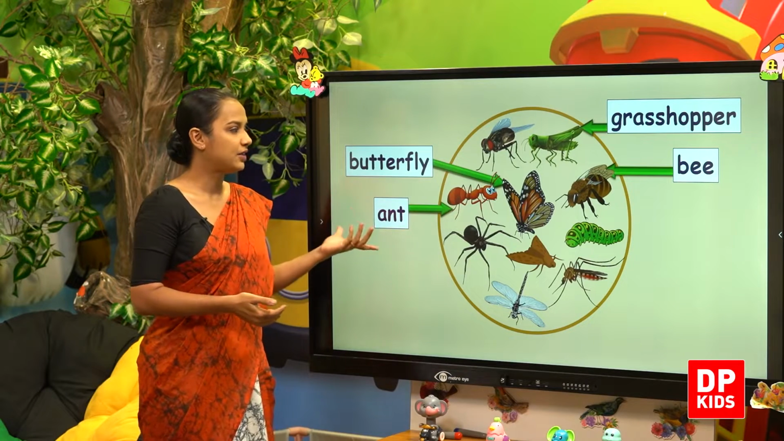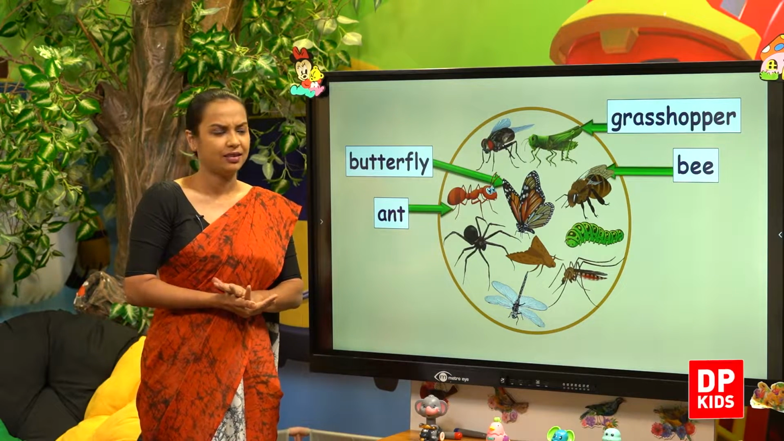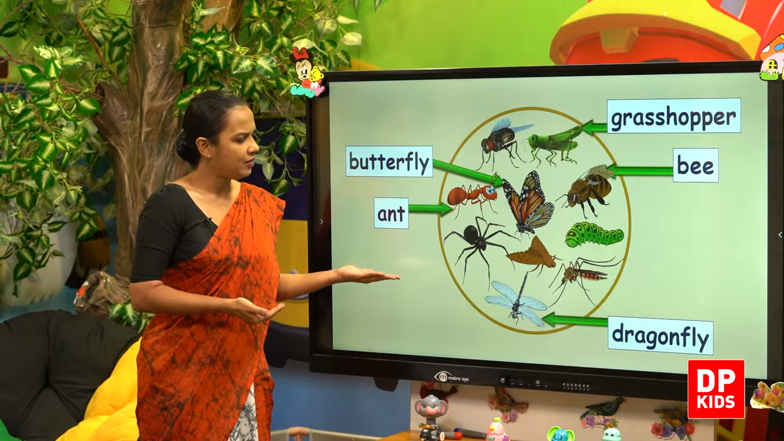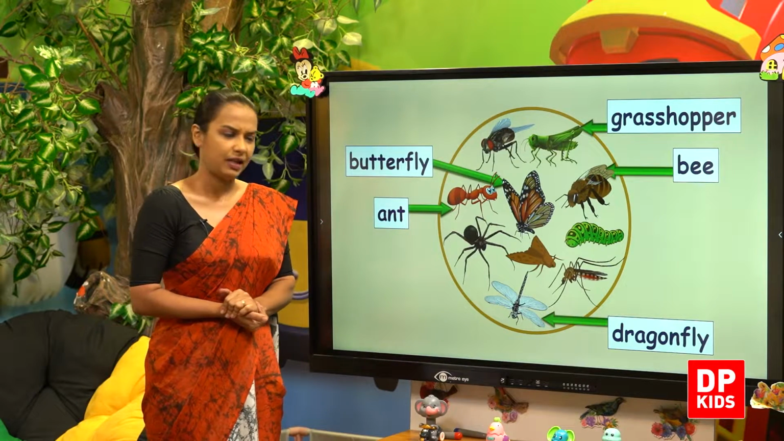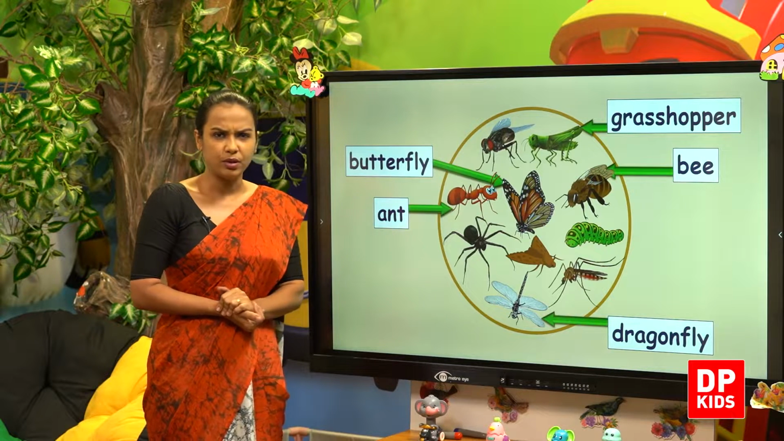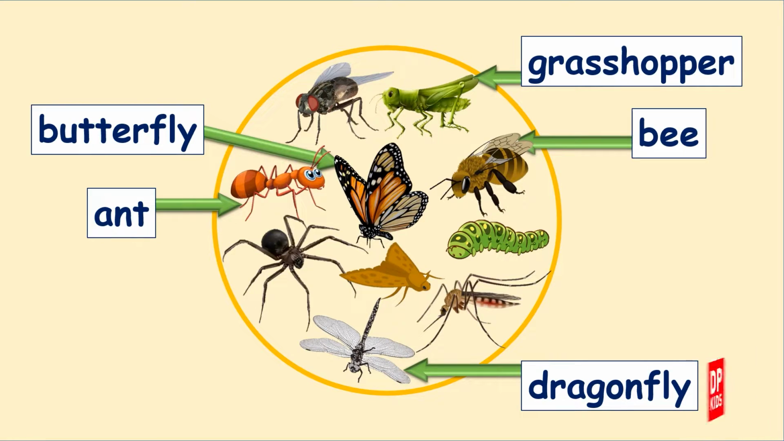So butterfly. And again we have a dragonfly. Dragonfly. Who is this dragonfly? Dragonfly is Batkura.